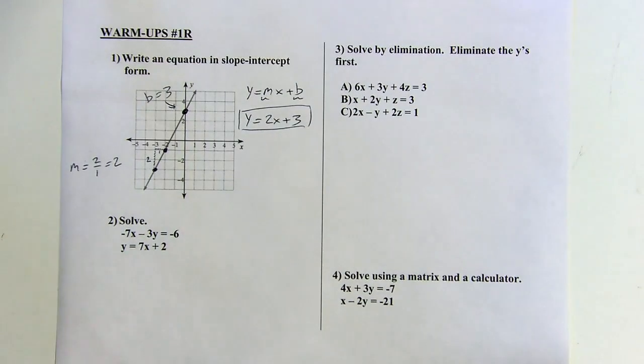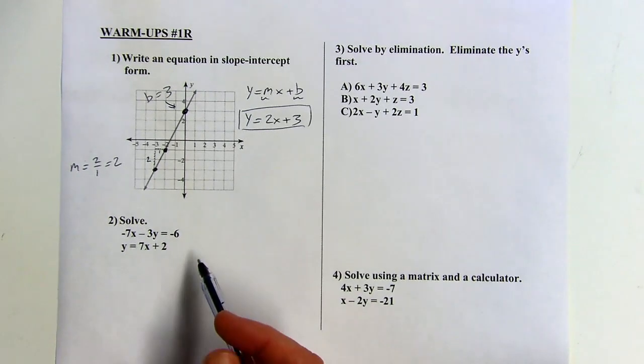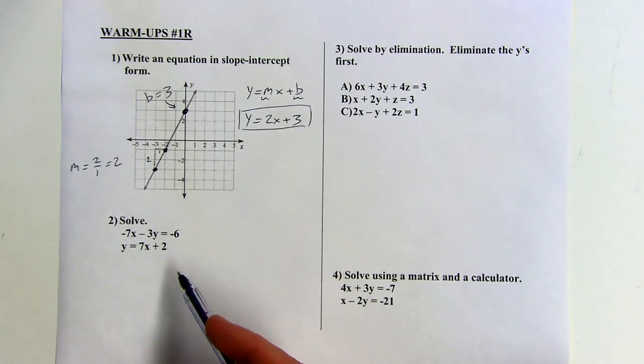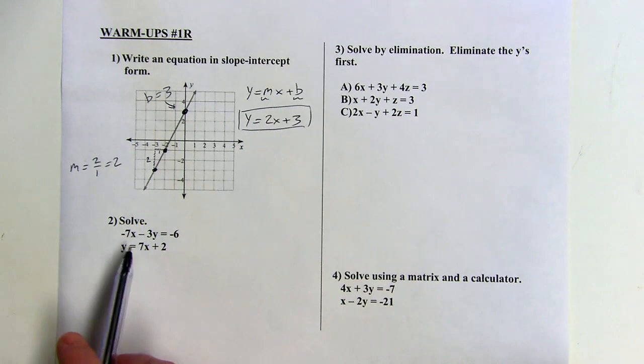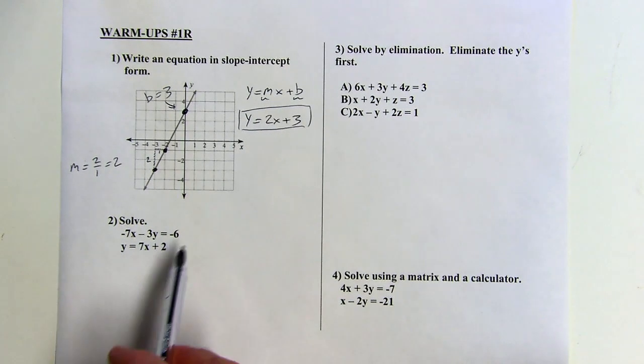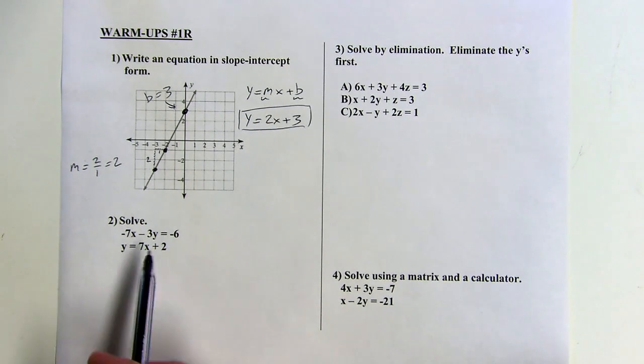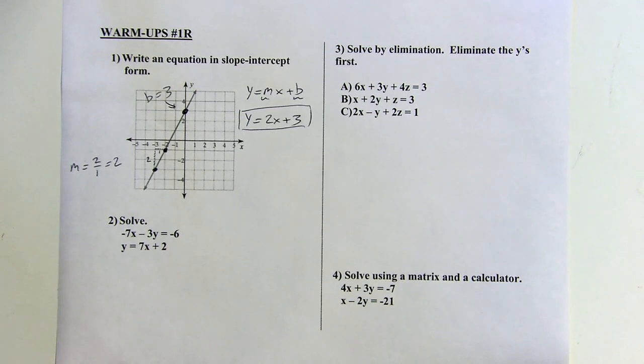We've got a system of equations here. We're going to solve. It doesn't say how to solve this, so there's a number of ways. These are both going to be straight lines. You could graph them, find the intersection. You could do elimination, but you'd want to get the x's, y's, and equal signs and everything lined up first. To me, this one lends itself to substitution.